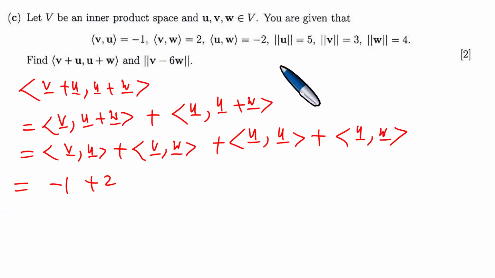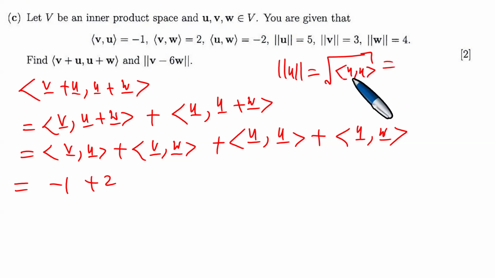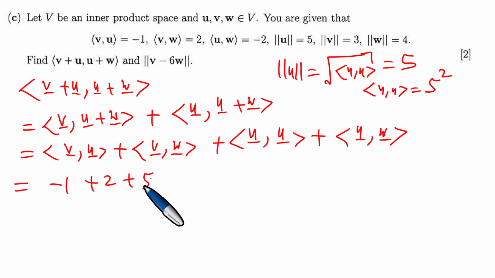Here, obviously, the length of U is the square root of the inner product of UU, and this length is 5. So if you have UU alone, you square both sides, justifying the fact that UU is going to become 5 squared. What about UW? It's minus 2. So you can put a minus 2 there.